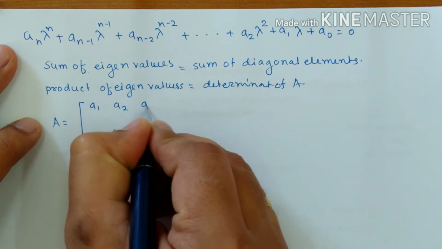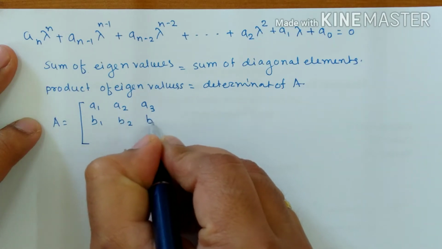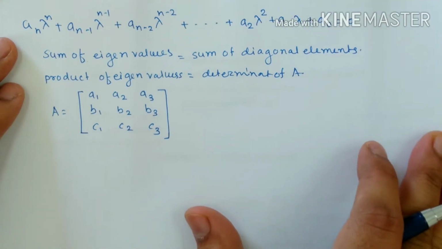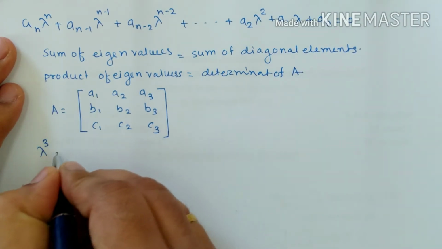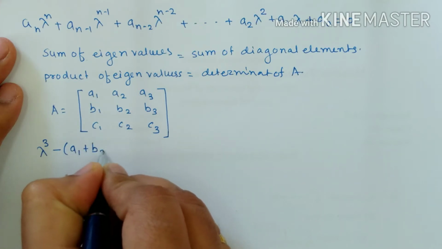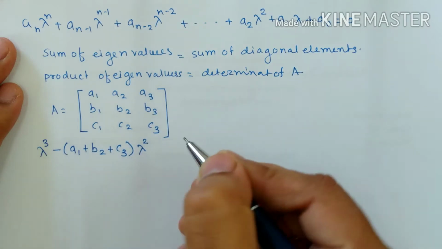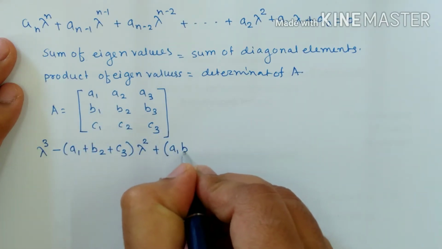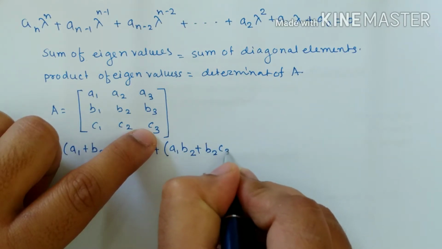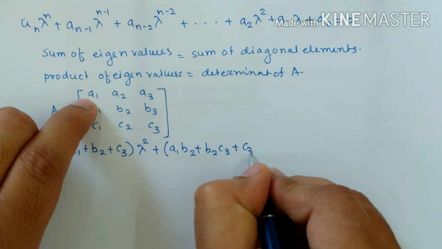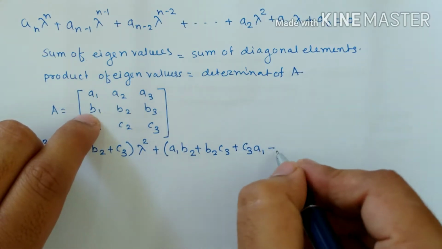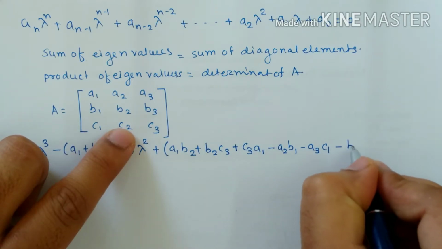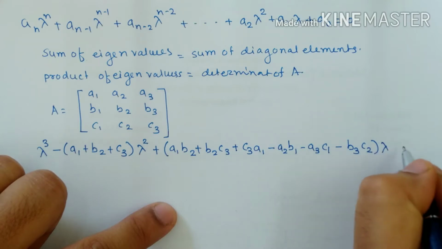Okay, so keeping this in mind, for a 3 by 3 matrix, A is equal to a1, a2, a3, b1, b2, b3, c1, c2, c3. For this matrix, the characteristic equation can be given like this: lambda cube minus (a1 plus b2 plus c3, that is the sum of diagonal elements) into lambda square plus (a1 into b2 plus b2 into c3 plus c3 into a1 minus a2 b1 minus a3 c1 minus b3 c2) into lambda.